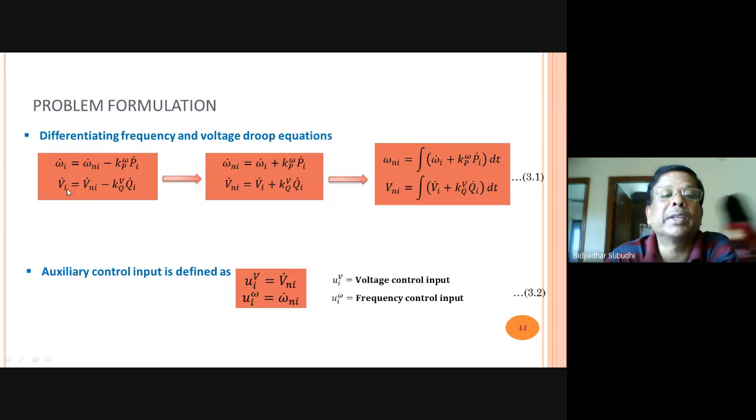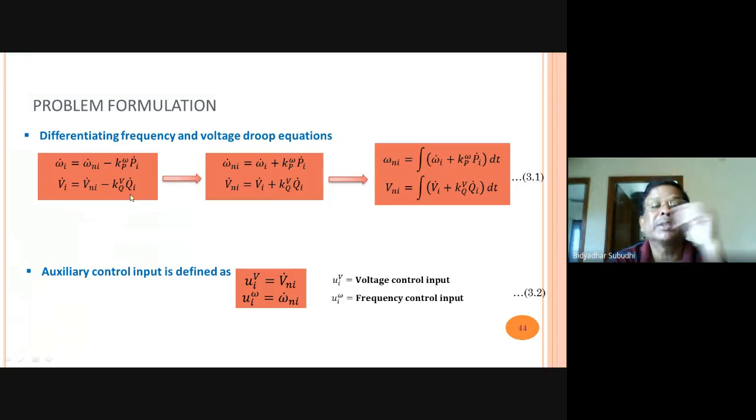So we use the droop characteristic, omega I equal to omega ni minus kp pi, and you differentiate that equation, and then the second equation, the voltage equation, you also differentiate. Thereby you get these two equations. That means with respect to time you differentiate both the frequency and voltage droop equations.